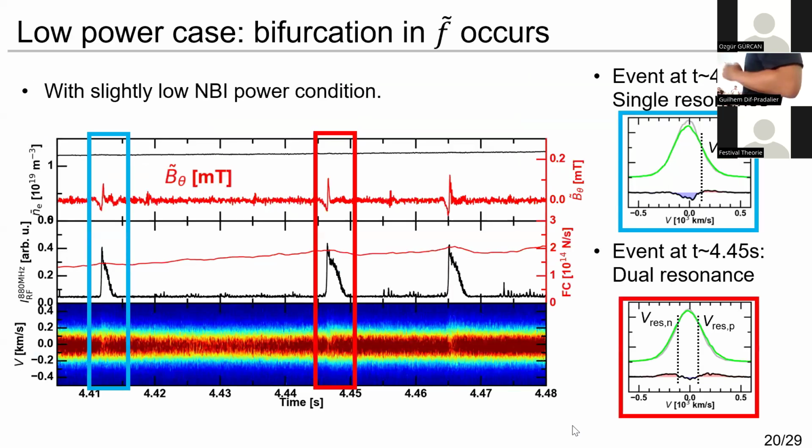However, if you look at the low power case, we have something more interesting. If you look at the point at 4.41 seconds over there, we have something similar to the previous event. So we have a single positive-negative pair of perturbation component with a single resonant velocity in the positive direction. However, if you look at the case at 4.45 seconds, we have another tail component in the negative direction. This gives us two different resonant velocities in the positive and negative velocity regions. So this kind of bifurcation can be seen in the low power discharge.